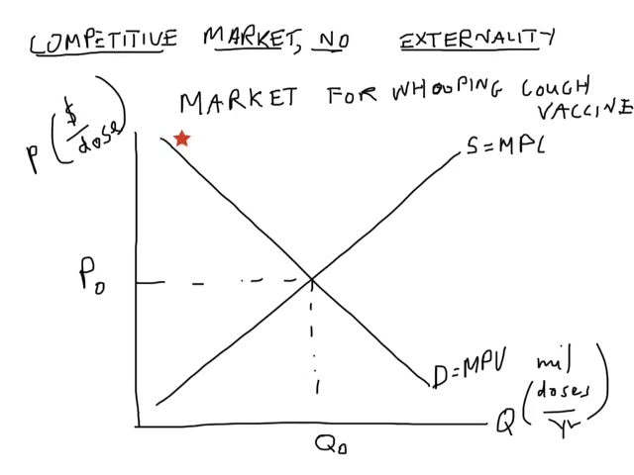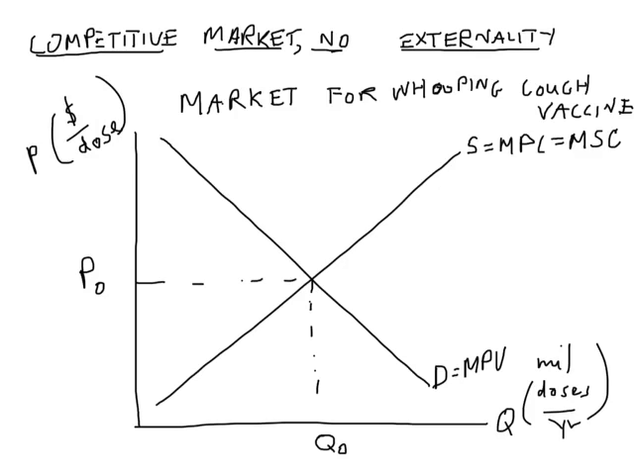Anyway, so let's suppose we have this downward sloping demand curve for vaccines, which is also the marginal private value function. For the same reason as before, we have this upward sloping short-run supply curve, also the marginal private cost curve. Let's also suppose there's no negative externalities associated with vaccines, so the marginal private costs and the marginal social costs are the same.